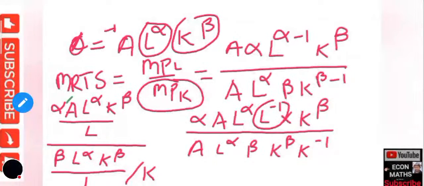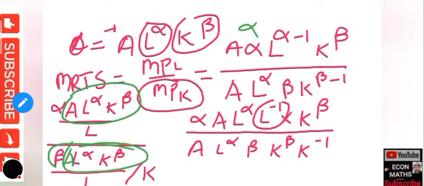Now further solving this, we can see this very thing is our Cobb-Douglas production function. This is also the Cobb-Douglas production function. So we can write it as alpha times Q by L, divided by beta times Q by K.